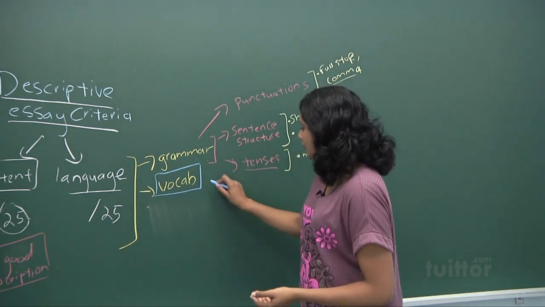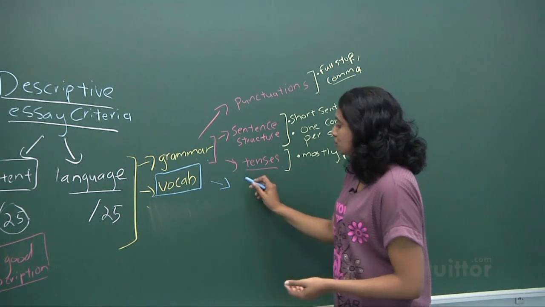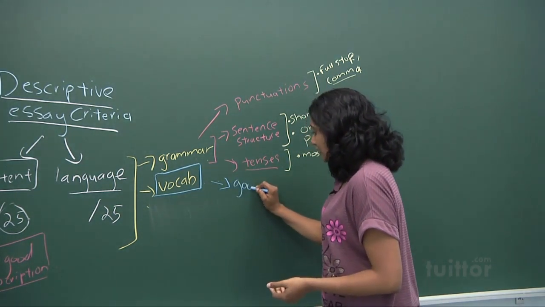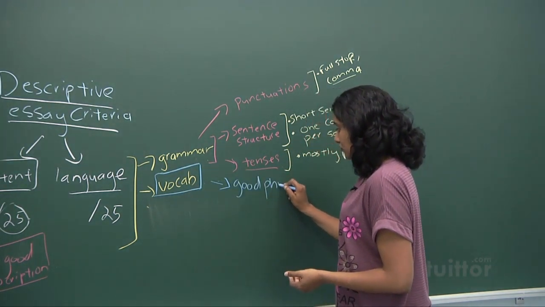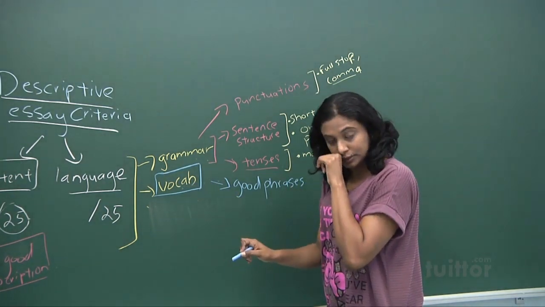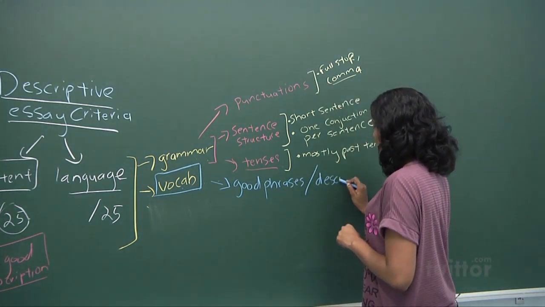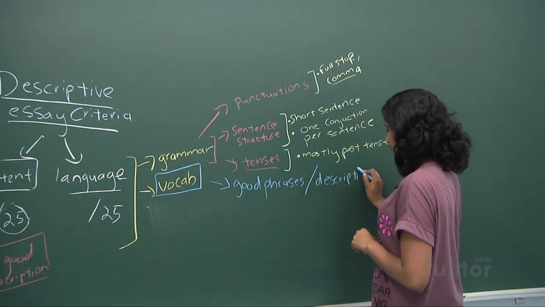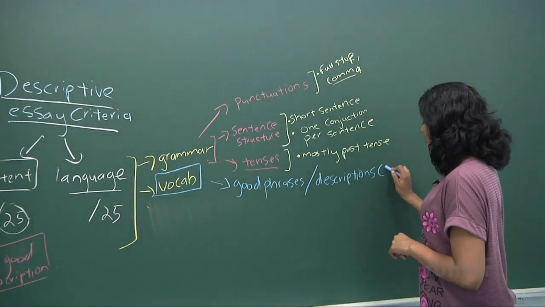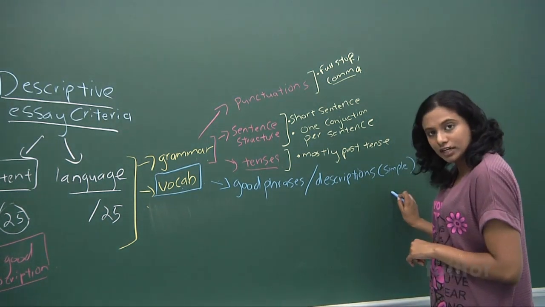So one thing you have to keep in mind is when you're using vocab, try your best to use good phrases if you can. One of the ways to score in vocab which you may not be aware of is descriptions, and it can be simple. You can use simple descriptions, but it's powerful enough.